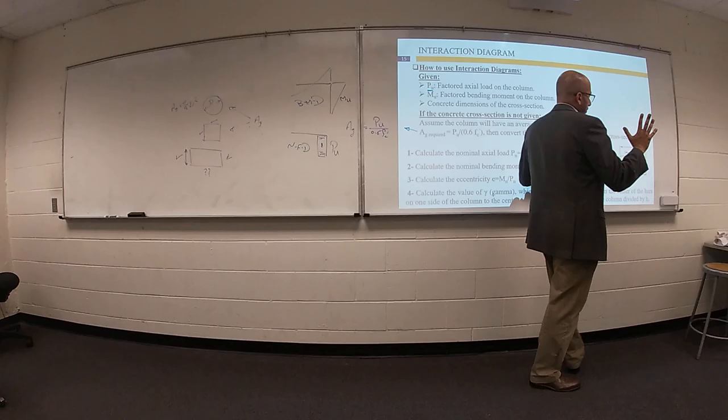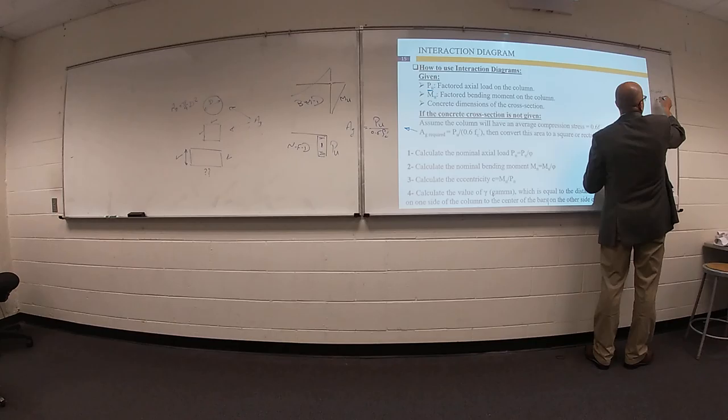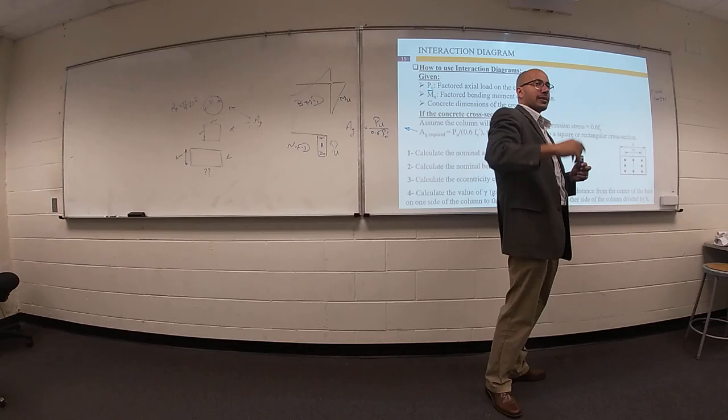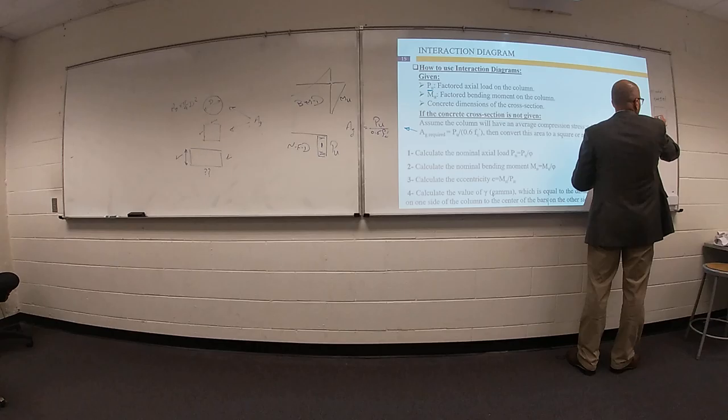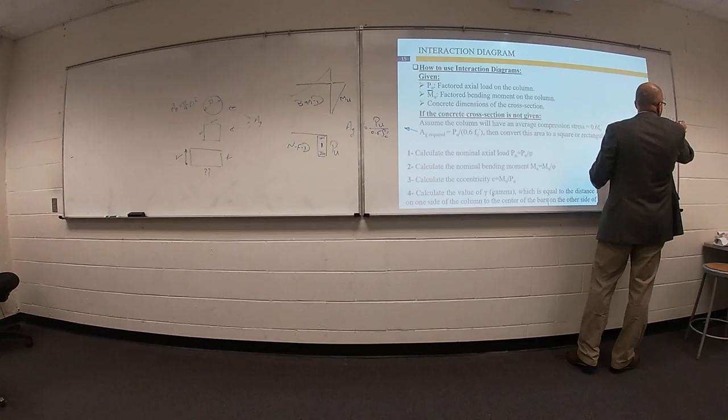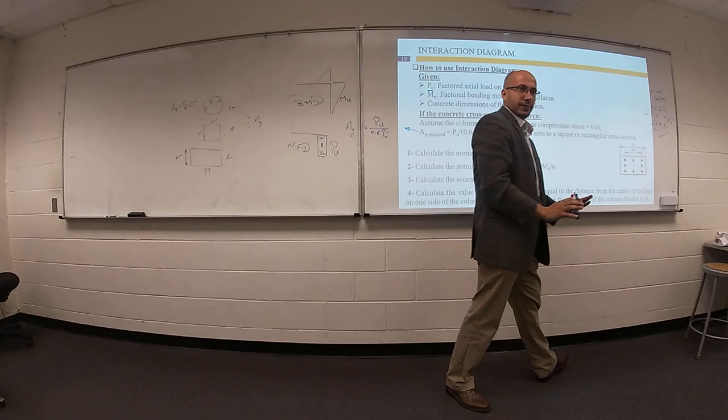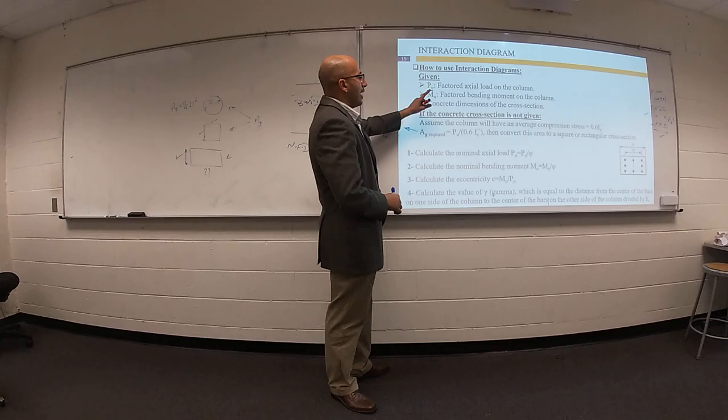before continuing, what is the main target in your design? Can you let me know what is the main target? I would like to know what is the cross-section of your column, and what is the area of steel in your column. That's right? Okay. I know the column is under the effect of P ultimate and M ultimate.